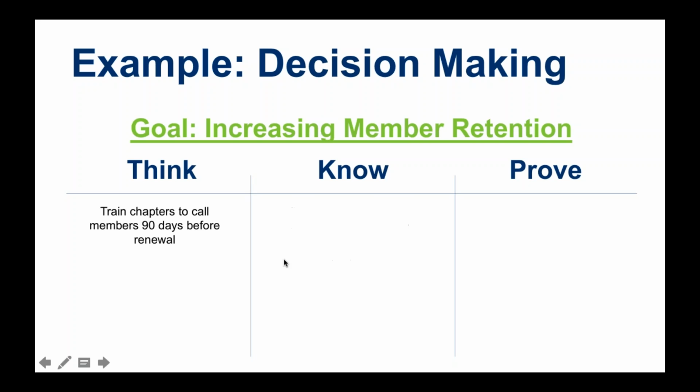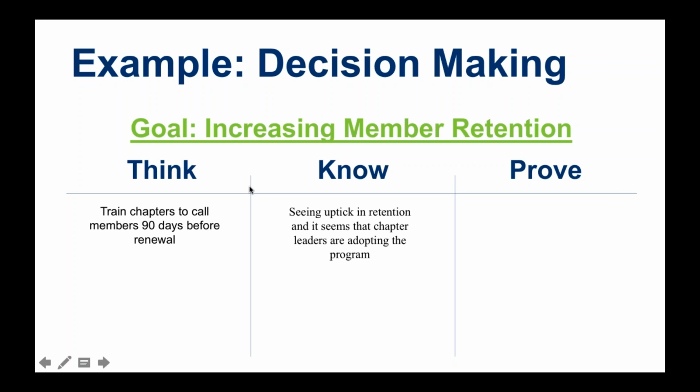Now, we can research it all we want at other associations. We can then actually find some really great data on this specific thing that it actually works. So I didn't just make this up. This comes from a report from Mariner Management. All right, that's great. It still goes into the think column because you haven't proven it works for you yet, or you haven't proven how it works for you yet.